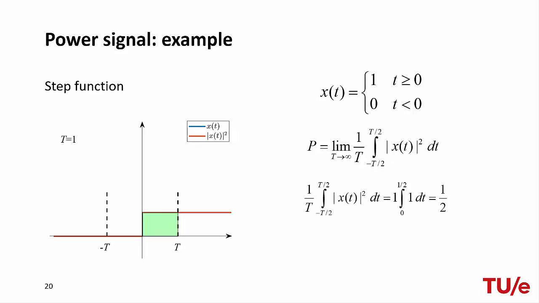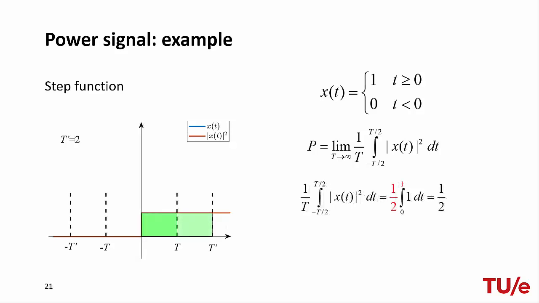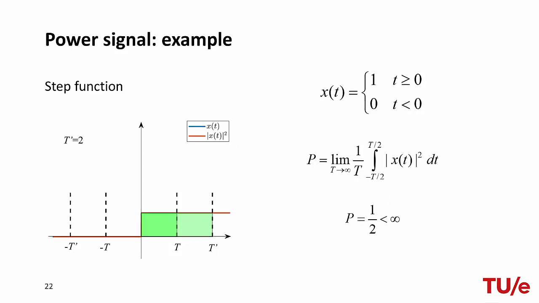To calculate the average power, we need to take the same integral over an arbitrary period T, and then take the limit for T that goes to infinity. Let us see first what happens when we calculate the argument of the limit when T equals 1. In this case, we need to integrate from 0 to 1 over 2, and then divide by 1, obtaining 1 over 2. If we repeat the calculation for T equals 2, we need to integrate from 0 to 1 and divide by 2, obtaining again 1 over 2. We can thus demonstrate by induction that the power of the unit step function is equal to 1 over 2. Since the energy is infinite but the average power is finite, the unit step function is a power signal.